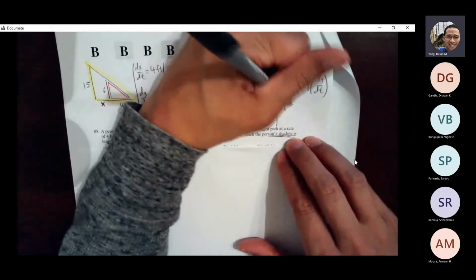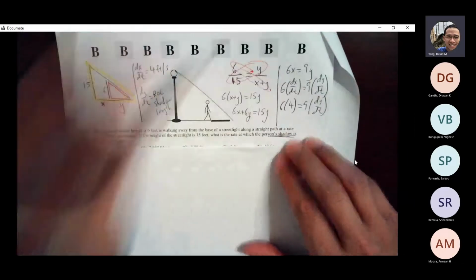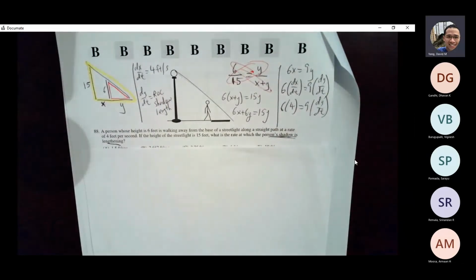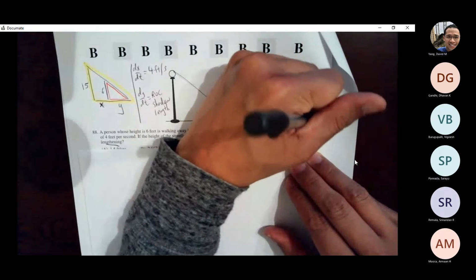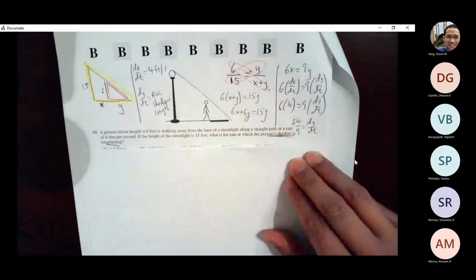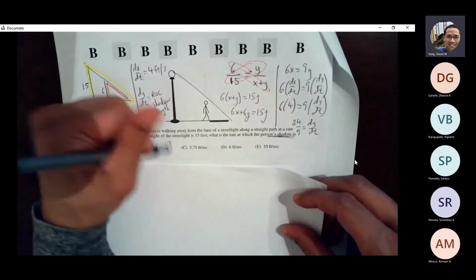So 6 times 4 equals 9 times dy dt. Divide both sides by 9, and we can solve for dy dt. 24 over 9 reduces to be 2.6. And answer choice B.